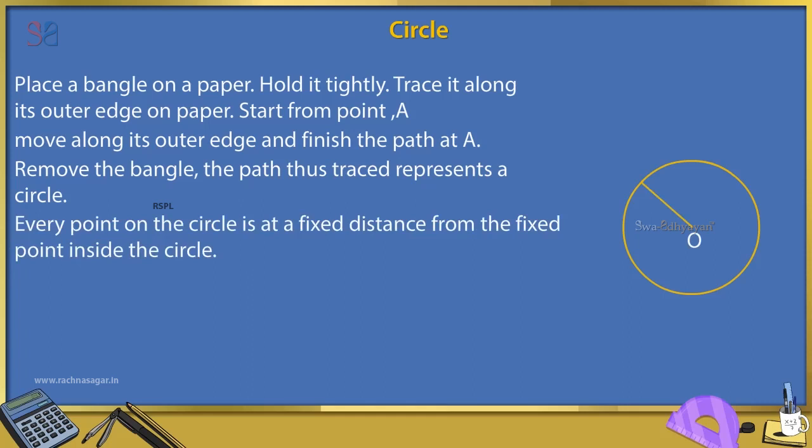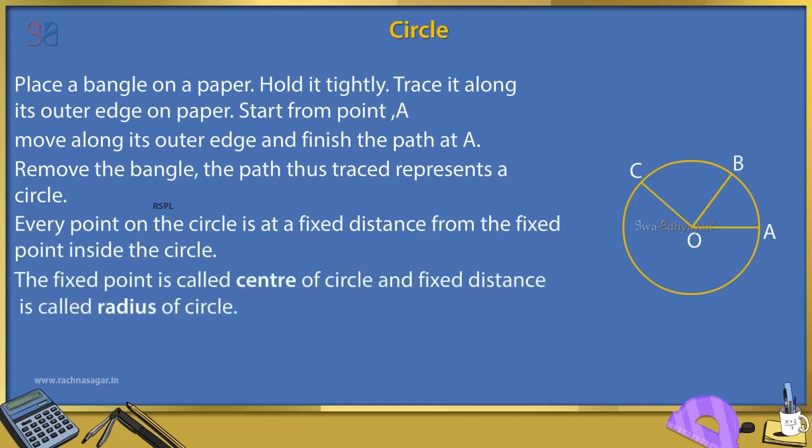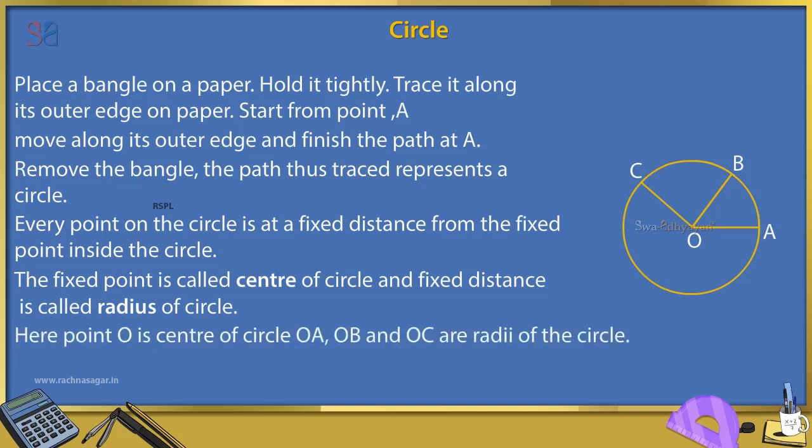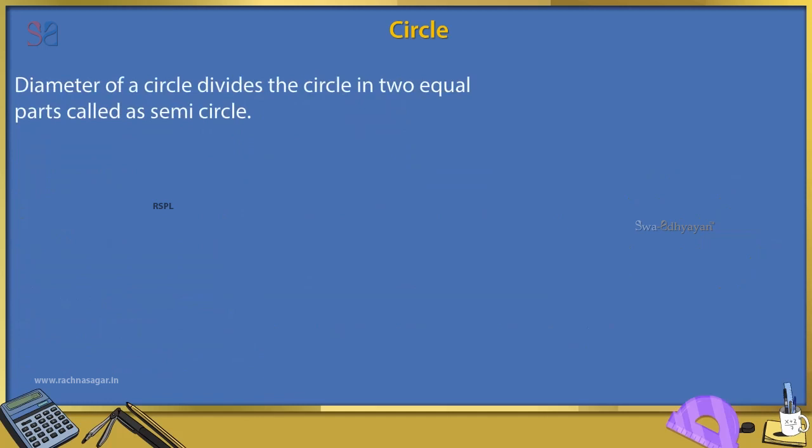Every point on the circle is at a fixed distance from a fixed point inside the circle. The fixed point is called the center of the circle and the fixed distance is called the radius of the circle. Here, point O is the center of the circle; OA, OB and OC are radii of the circle. Note, radii is the plural of radius. A diameter of a circle divides the circle into 2 equal parts called semicircles.